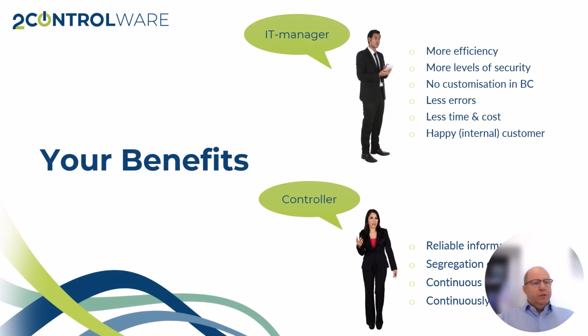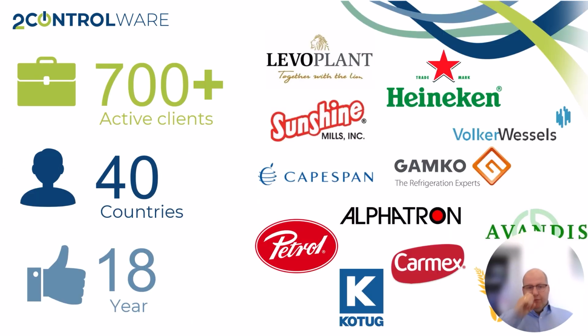Why do we do this then? For the IT management side, we create more efficiency, more levels to put in security, but without customizing your system. So it's a standard app that works with every update, no worries there. And all in all, that creates a happier internal customer. And on the control side of the business, you can rely more on the information in the system, and you can always report on segregation of duties, which can be quite important, especially when accountants come into play. We've been doing this now for more than 700 customers in over 40 countries, and we've been around for 18 years. So we know a little bit of what we're talking about.